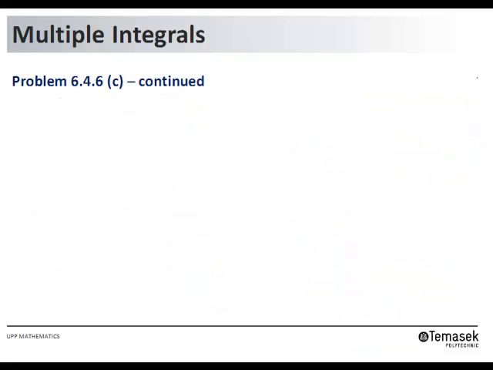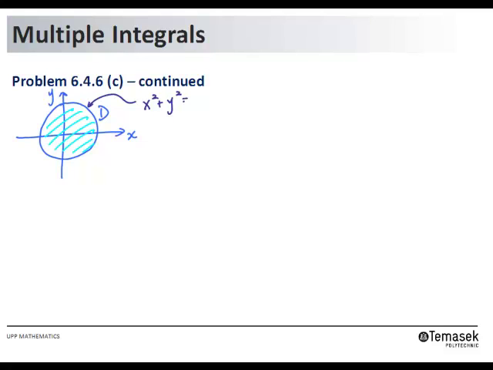The region D on the xy plane is this. Since it's enclosed by the circle x squared plus y squared equals half, the radius of the outer circle is 1 over square root 2. If we let the radius be r, we can write the region D as follows. r between 0 and 1 over square root 2, and theta between 0 and 2 pi radians.